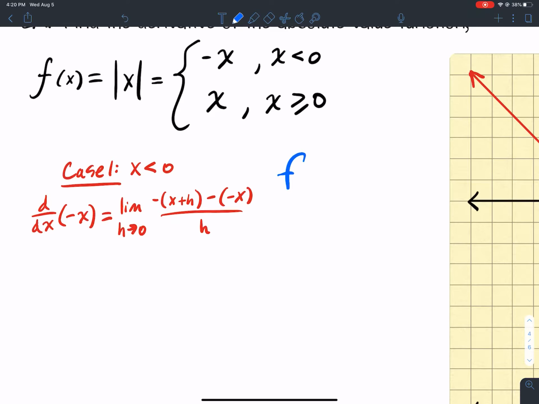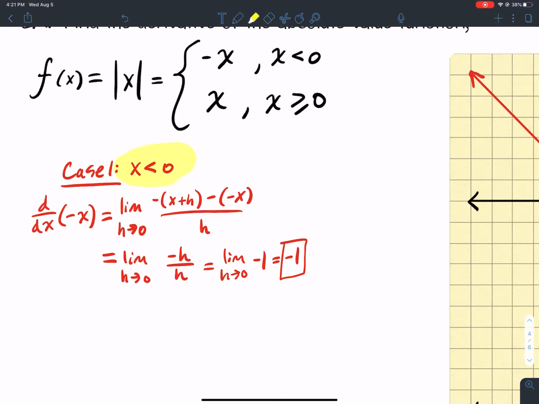Now when I work through that, what's going to happen? A minus becomes a plus. And so I have minus x minus h plus x. So the negative x and the positive x cancel. I'm just left with negative h on top and an h in the denominator. So the limit as h goes to 0 is 0 over 0. But if the h's cancel, then I get -1. Limit as h goes to 0, -1 is simply -1. So for any x values that are less than 0, the derivative is equal to -1.